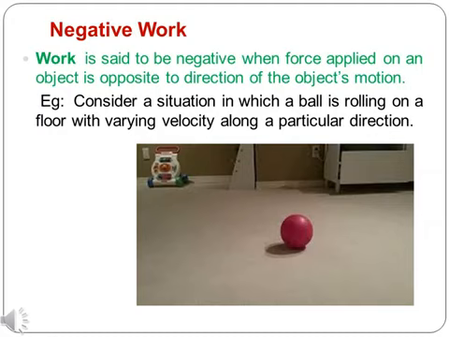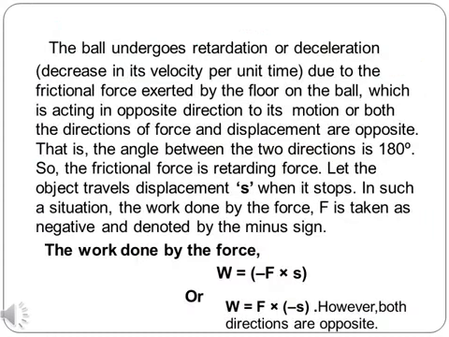Next one is negative work. Work is said to be negative when force applied on an object is opposite to the direction of the object's motion. For example, consider a situation in which a ball is rolling on a floor with varying velocity along a particular direction as shown in the given figure.